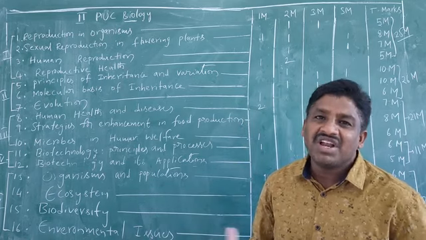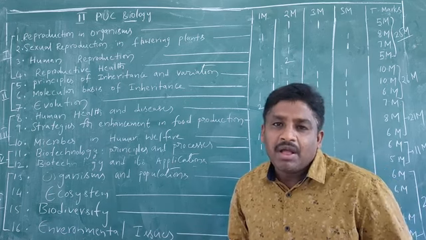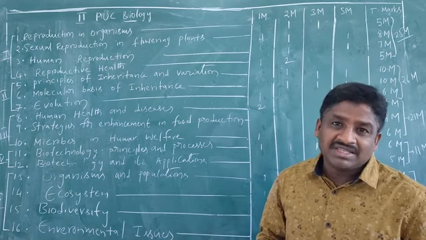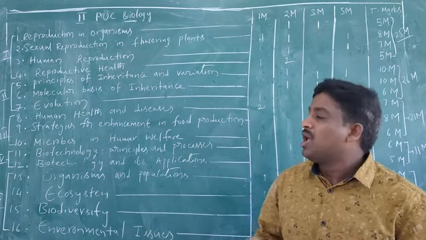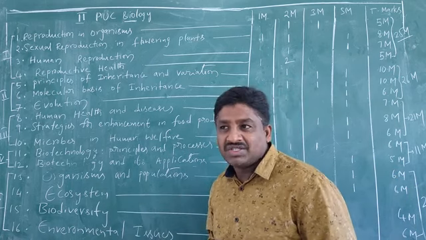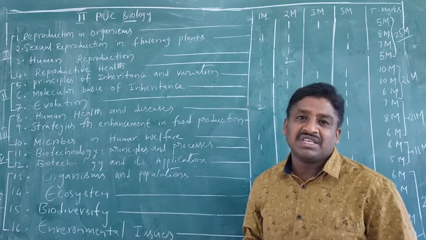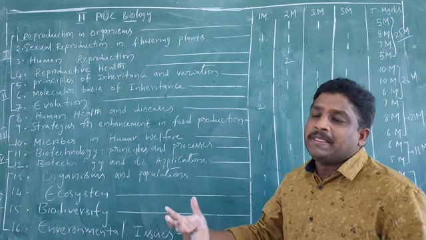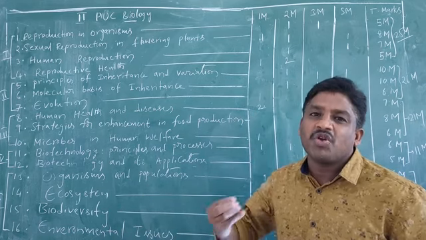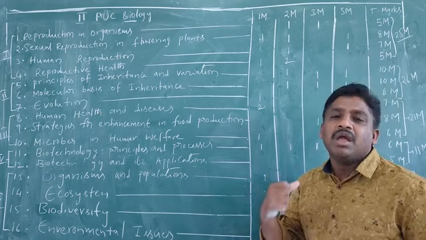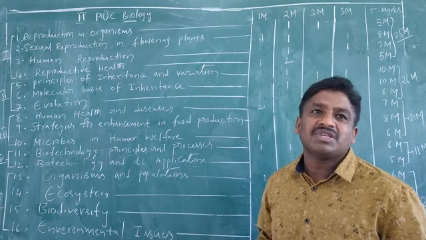And next, biocontrol agents. Nowadays pesticides are used more, so to prevent pesticide usage, biocontrol agents are introduced. With the use of these biocontrol agents, the pesticide usage is reduced automatically. Biocontrol agents means biological organisms, such as Trichoderma and Bacillus thuringiensis. These organisms can be used.